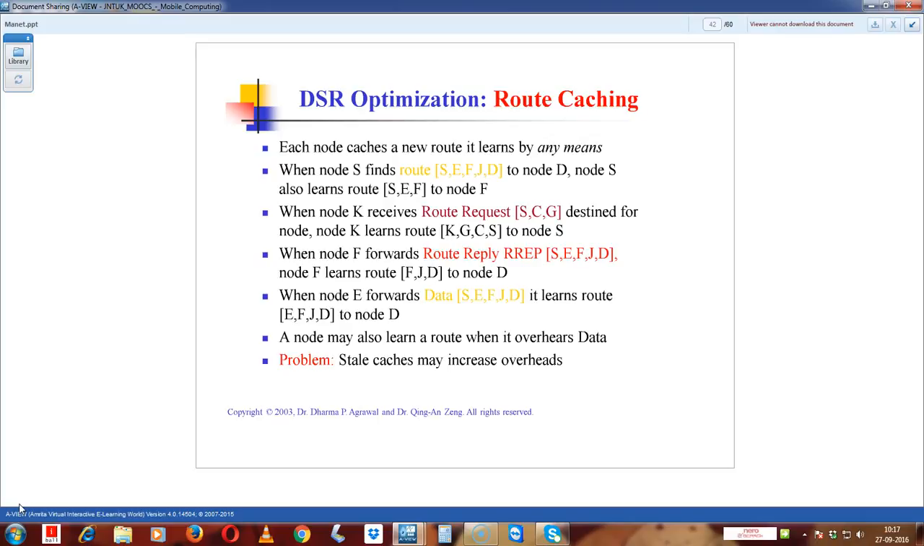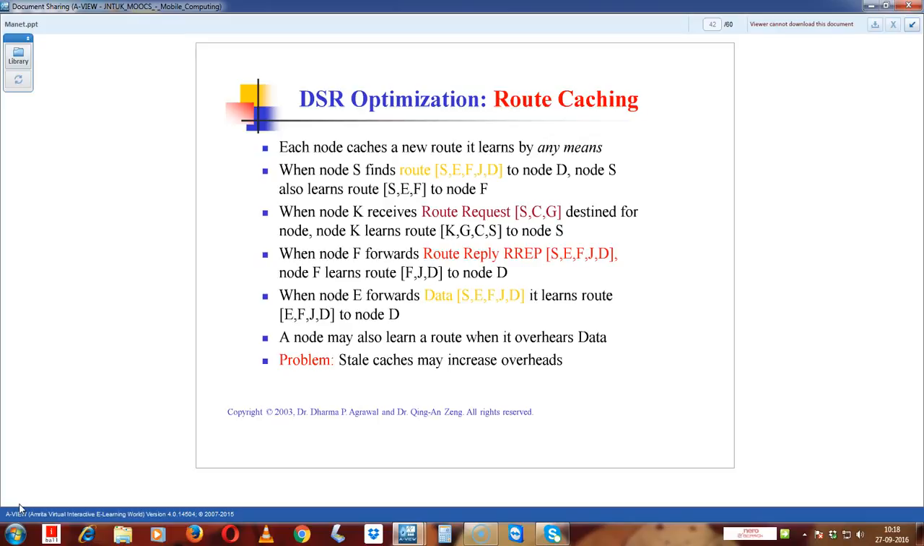So each node caches a route it learns by any means. When node S finds route S, E, F, G, D to node D, node S also learns route S, E, F. Okay, so learning means they're putting that information into their caches. Once they find out the route, they will keep that route in their cache memory for some time until the timer expires. After the timer expires, the route information will expire.